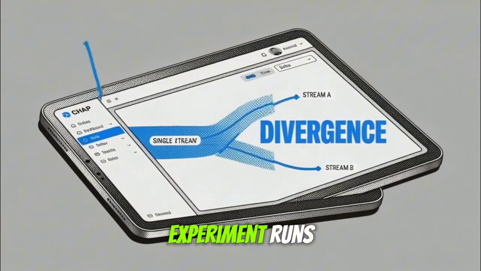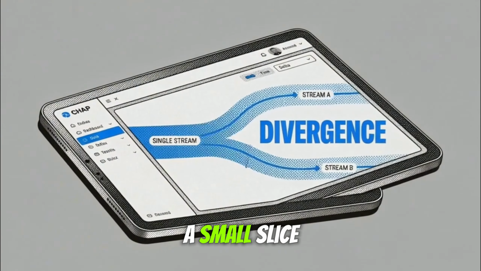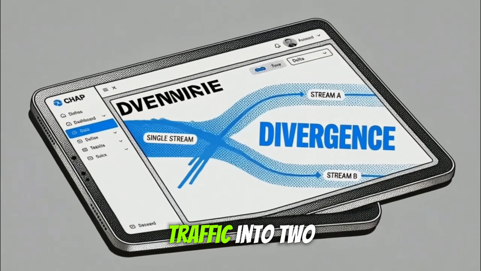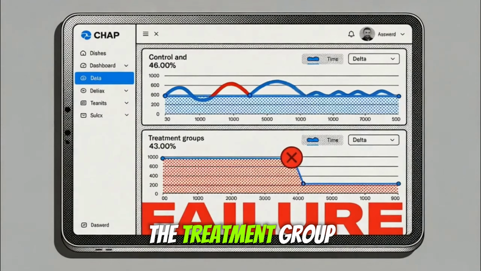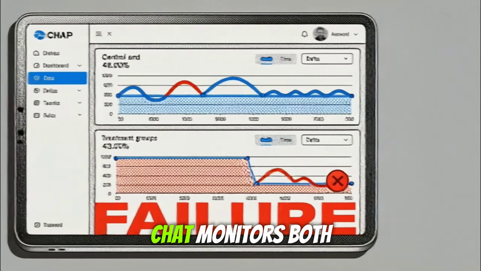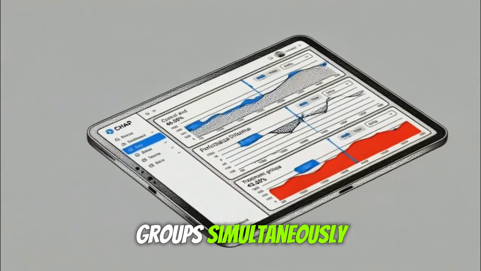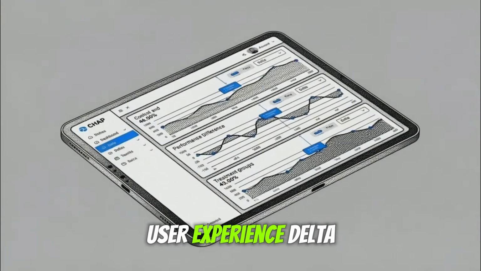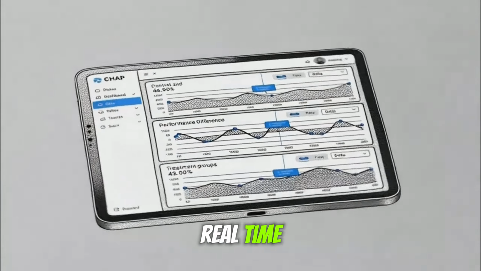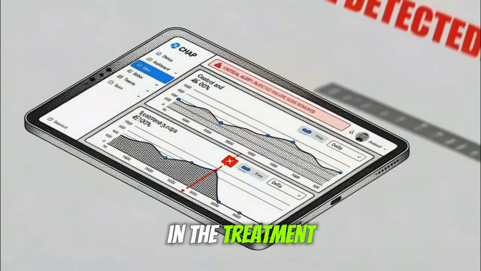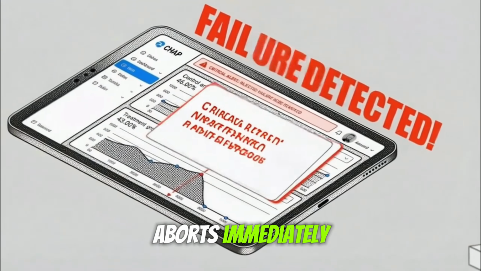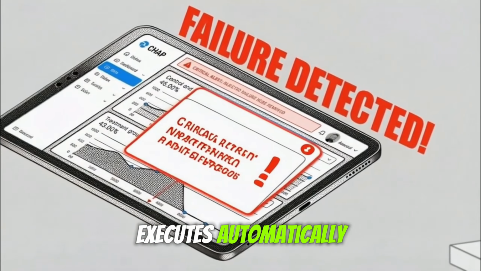When a chaos experiment runs, Netflix splits a small slice of real production traffic into 2 groups. The control group gets normal conditions. The treatment group gets the injected failure. CHAP monitors both groups simultaneously and measures the user experience delta between them in real time. If the failure causes statistically significant degradation in the treatment group, the experiment aborts immediately, and the rollback executes automatically.